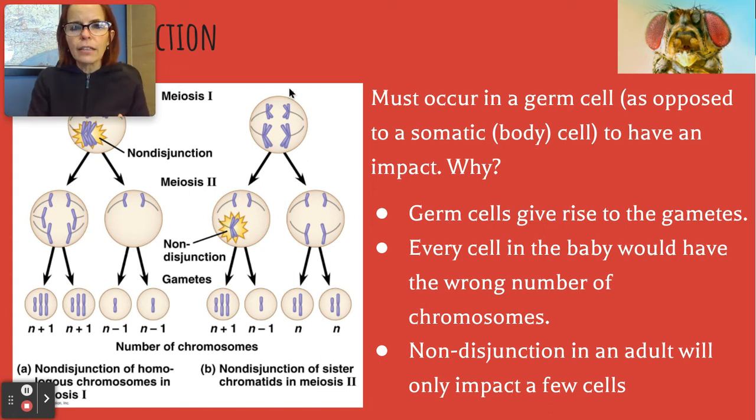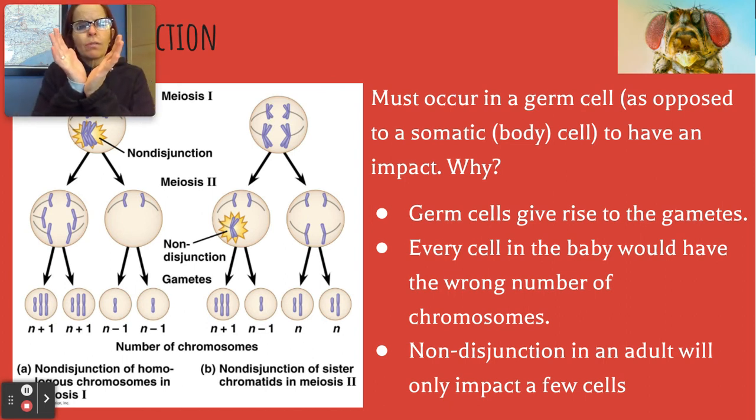So germ cells are the cells, that's what these are called, germ cells, you should know that word. Germ cells give rise to the gametes. They're the ones that divide and form the gametes. Every cell in the baby would have the wrong number of chromosomes if non-disjunction occurs in one of the germ cells.